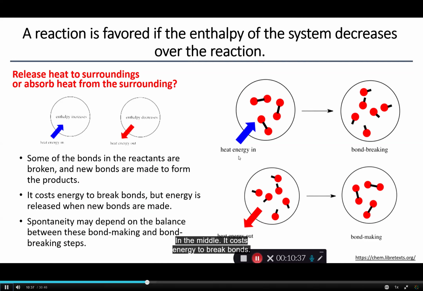It costs energy to break bonds. Energy has to be absorbed from a system to break a bond. But when new bonds are created, energy is released. And so what we're looking for is, both are happening in any biochemical reaction where we have energy in and energy out. It's just that the energy out has to be greater than the energy in. And that will tell you whether or not a reaction is spontaneous. So spontaneity depends on the balance between bond making and bond breaking steps.